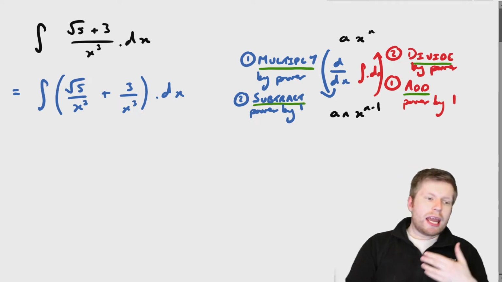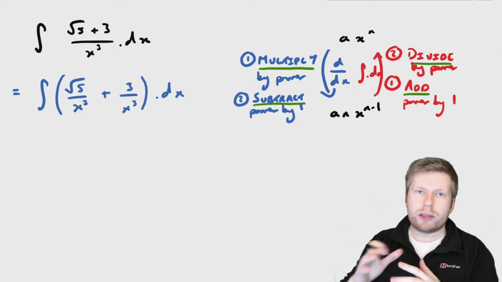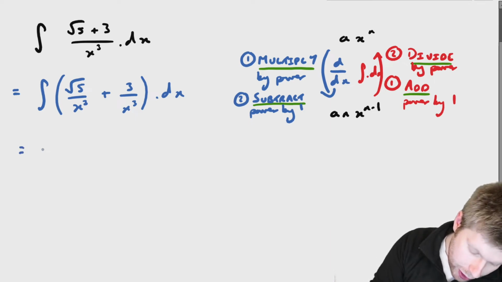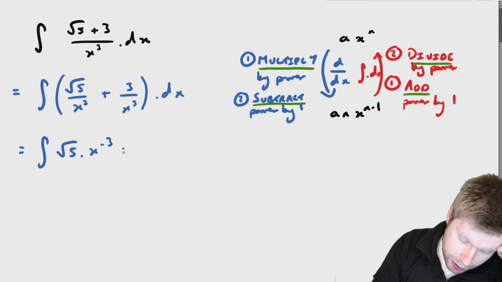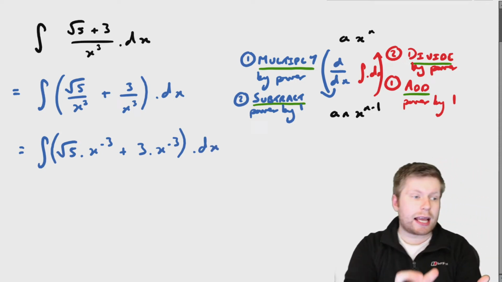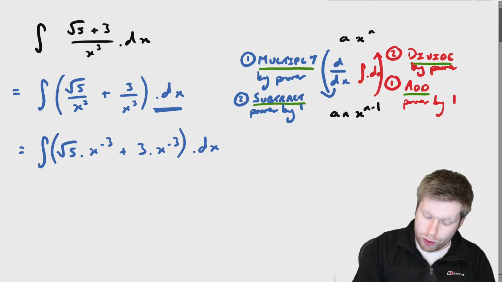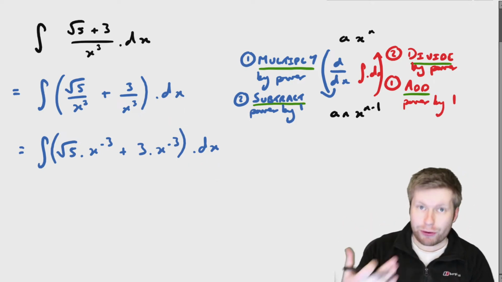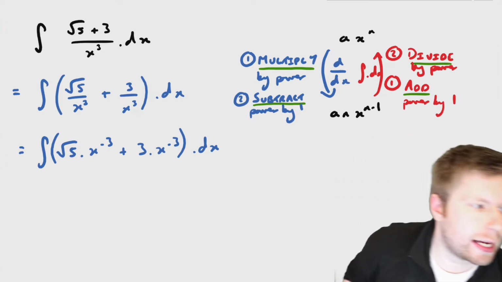Now just remember, if I'm dividing by x cubed, that's the same as multiplying by x to the negative 3. It's just using power laws to work this out. So the integral of root 5 times x to the negative 3 plus 3 times x to the negative 3, and I'll integrate all of that with respect to x. Don't forget the dx, by the way. That's a common mistake when people are working with this. They leave the dx off. That's actually really important, because ultimately what you're doing is integrating with respect to x. So it's really important to keep the dx there.